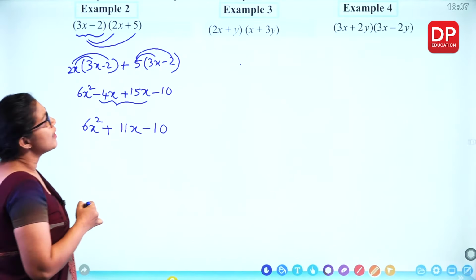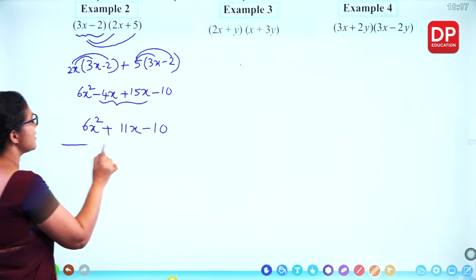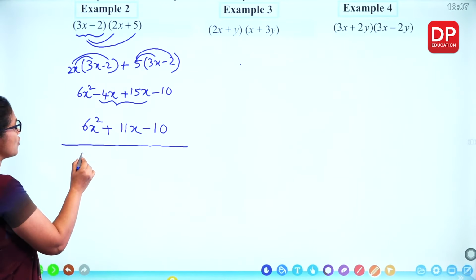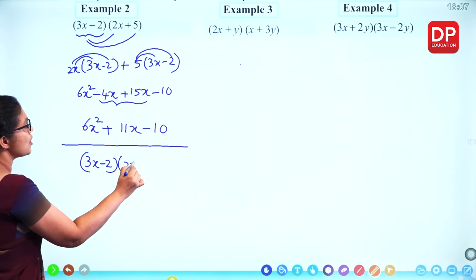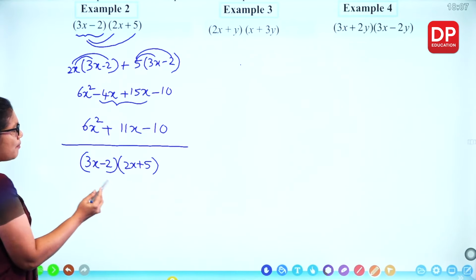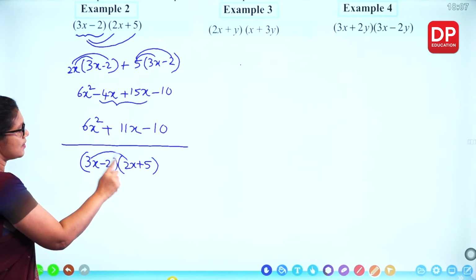So we'll look at the second method. What's the second method? Rainbow method. So I can write the same question and I'm using the rainbow method. This one.